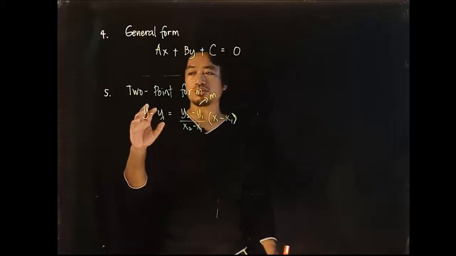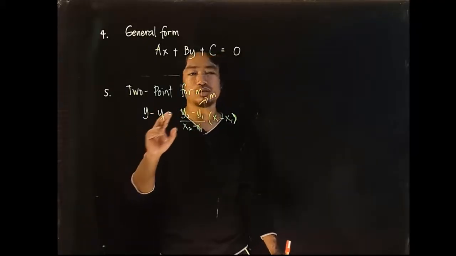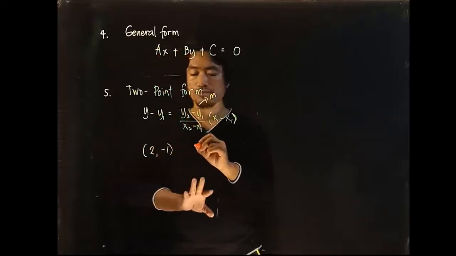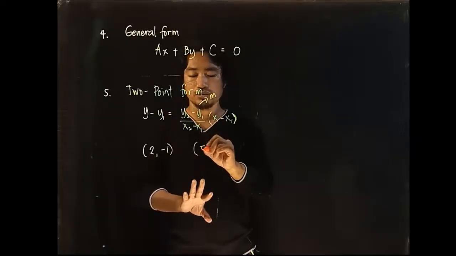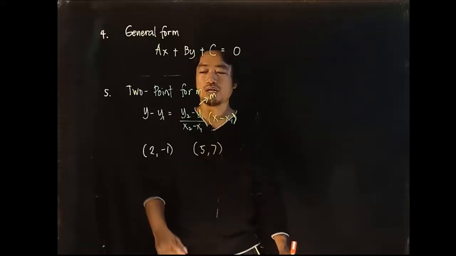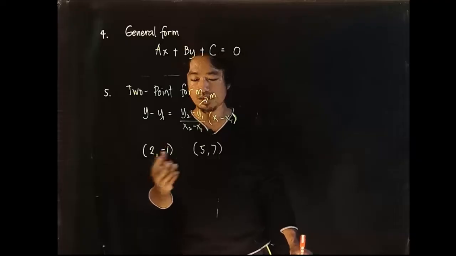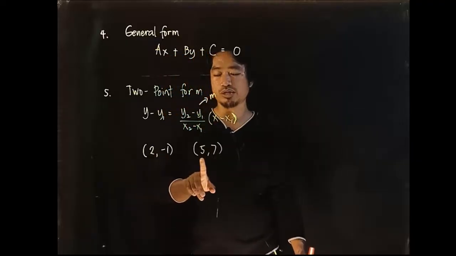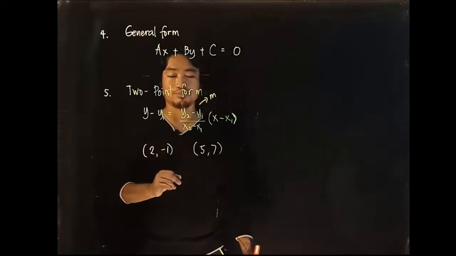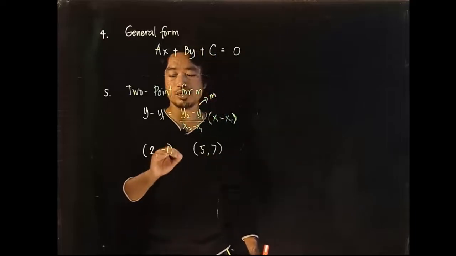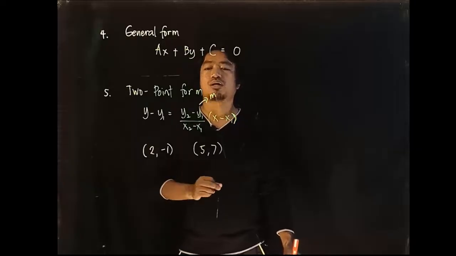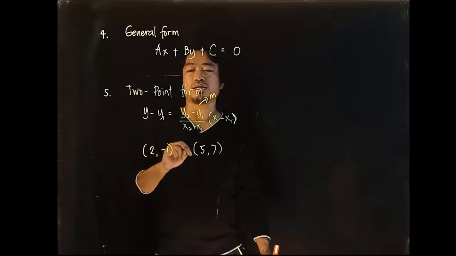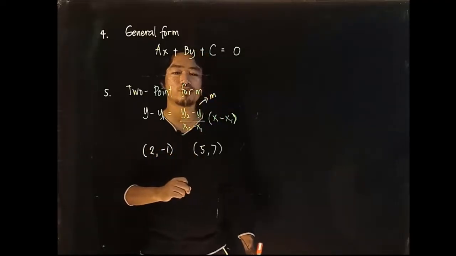So particularly in this form, you are given 2 points instead of a slope and a point. So for example, you are given (2, -1) and (5, 7). You can determine the equation of the line by directly substituting these points to this two-point form, referring to this as x1, y1, and this point as x2, y2, or vice versa. Okay, this can also be x1, y1, and this is x2, y2. So that's one possible step. Second step is, given 2 points, you can determine the slope, and then you can proceed to the point-slope form.